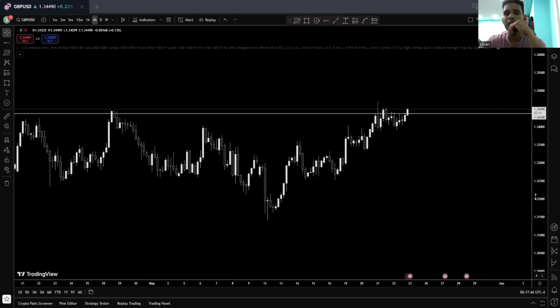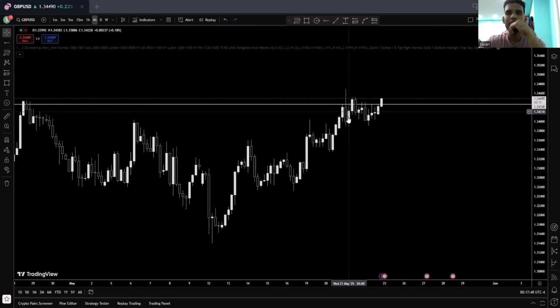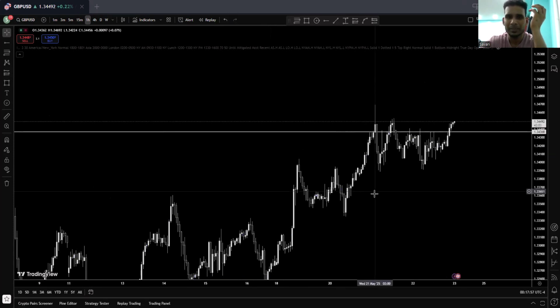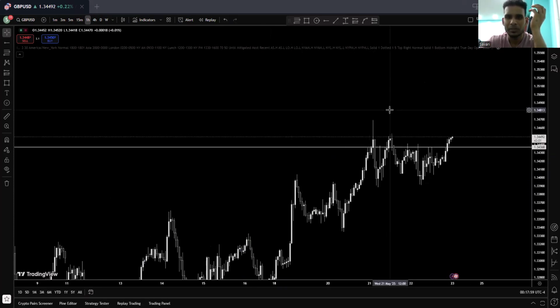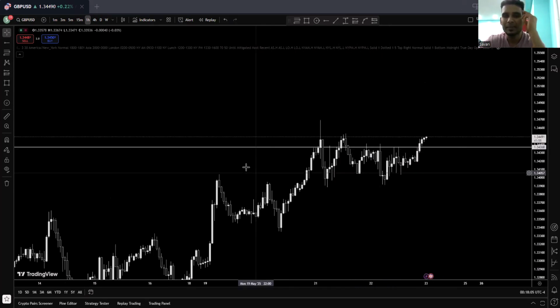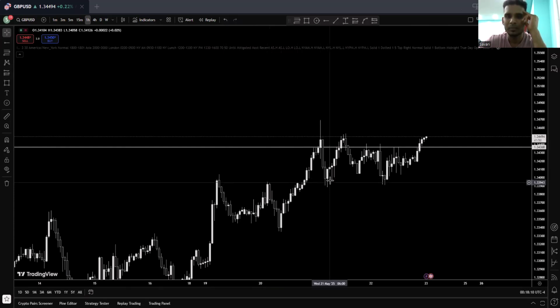In 4 hours, to be honest, we come back. I don't see nothing specific in 4 hours. In 1 hour as well, I didn't see anything. This kind of structure shift, big displacement, come and retested it. Here it gives some sort of insights. Structure shift, big displacement, come and retest this breaker.